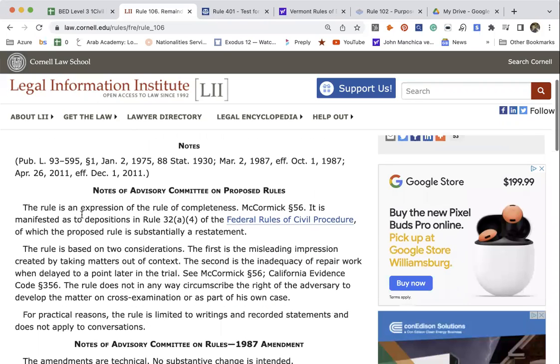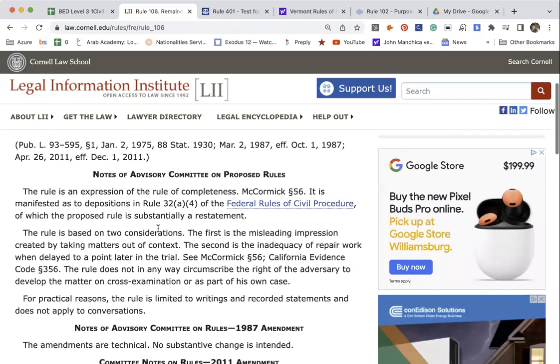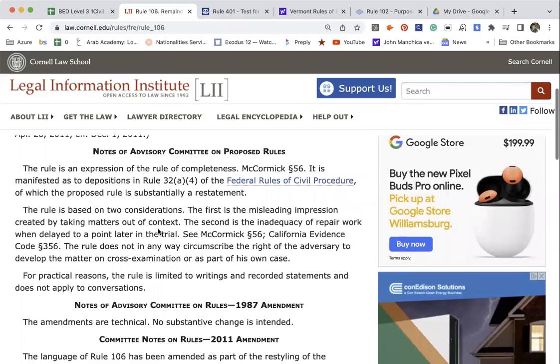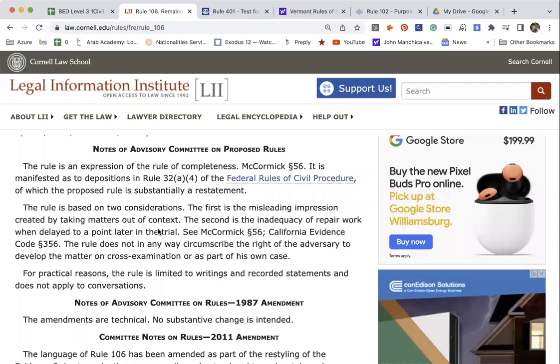So the rule is an expression of the rule of completeness. McCormick, Section 56. It is manifested as to depositions in Rule 32(a)(4) of the Federal Rules of Civil Procedure, of which the proposed rule is substantially a restatement. The rule is based on two considerations. The first is the misleading impression created by taking matters out of context. The second is the inadequacy of repair work when delayed to a point later in the trial. So the rule does not in any way circumscribe the right of the adversary to develop the matter on cross-examination or as part of his own case.